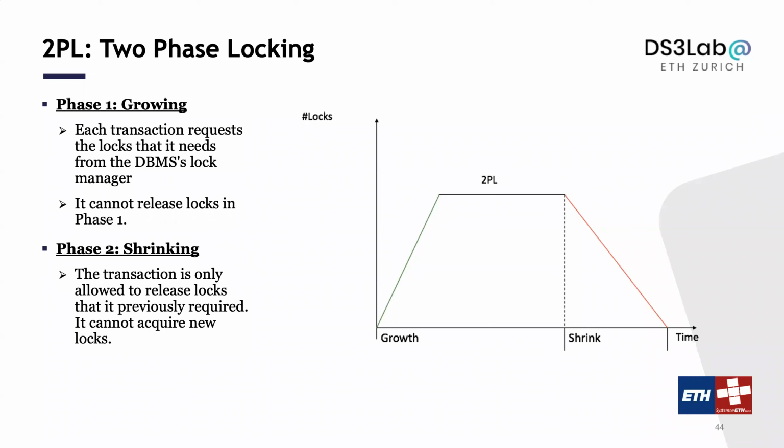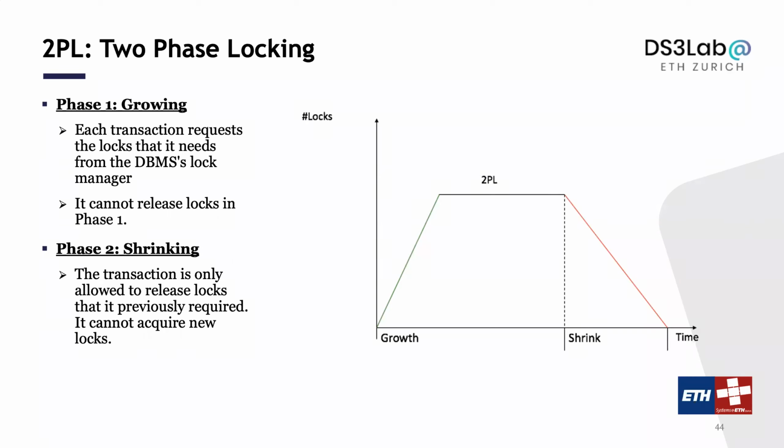In the first phase, it's a growing phase. In that phase, each transaction can request locks that it needs from the lock manager, but it cannot release locks. Okay, so it can only acquire locks. And the second phase is a shrinking phase. In that phase, the transaction is only allowed to release locks that it previously acquired, but it cannot acquire a new lock anymore.